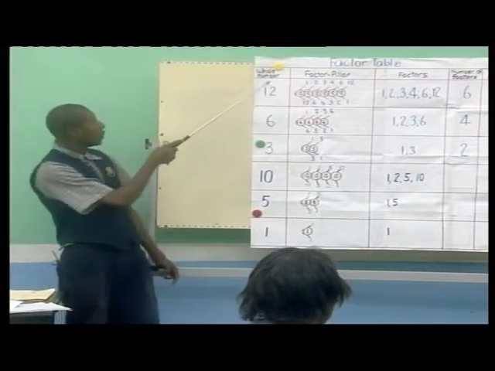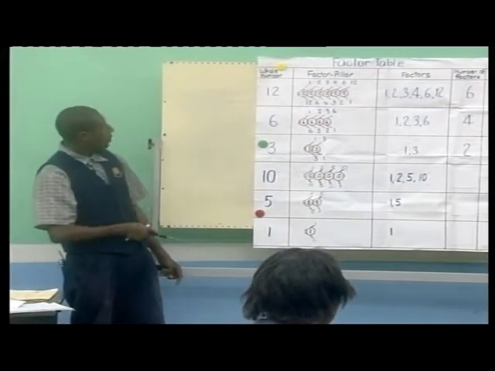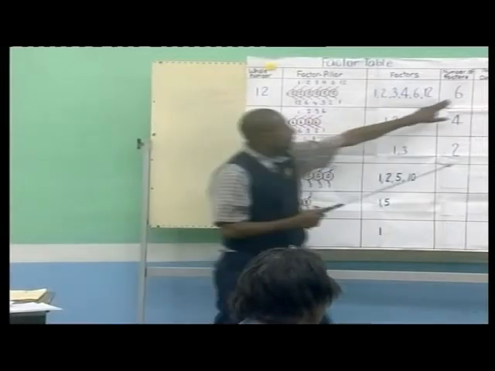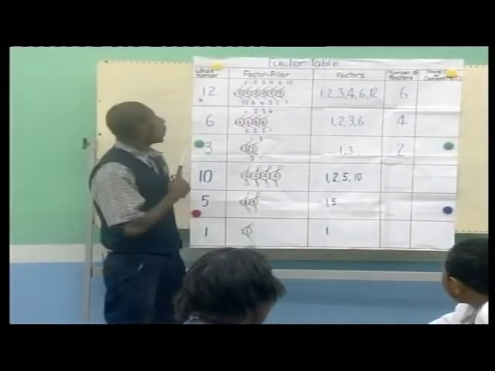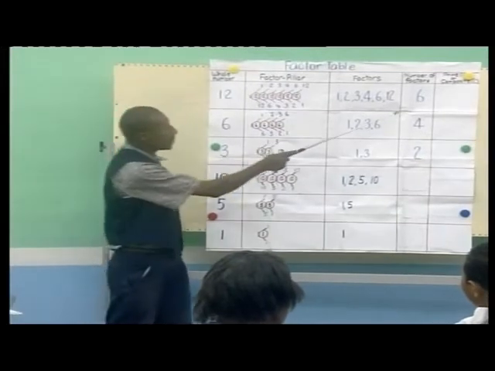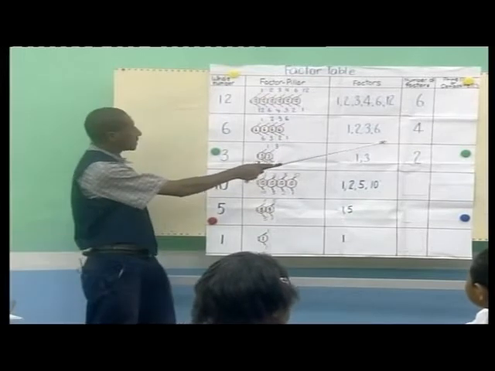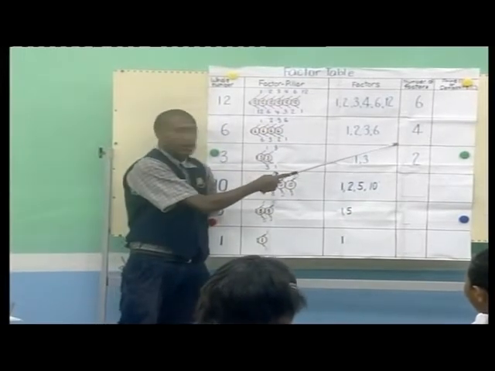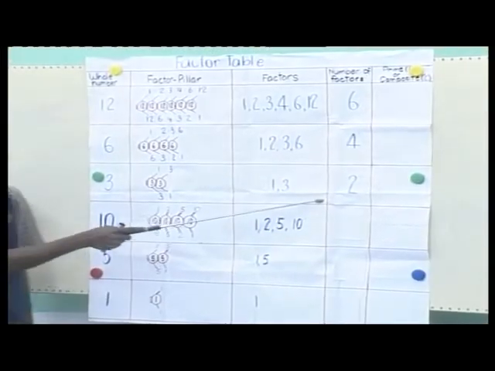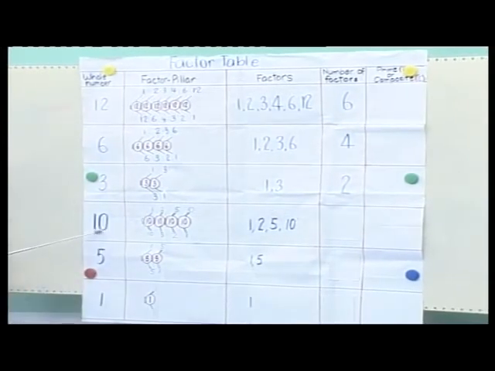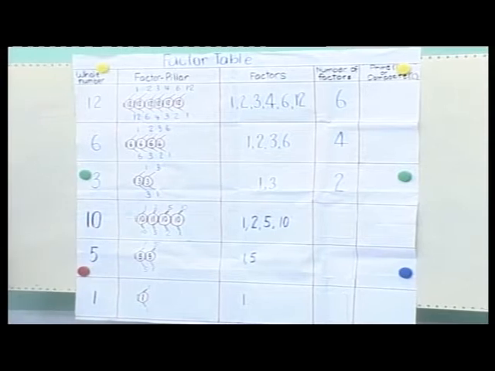Now, looking at all these whole numbers from 12 to 1, you will see that whole number 12 has how many factors? 6 factors. Whole number 6 has how many factors? 4. Whole number 3 has how many factors? 2. Now, how about whole number 5? How many factors will it have?